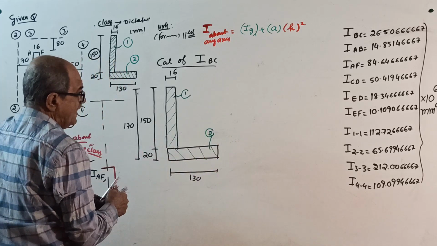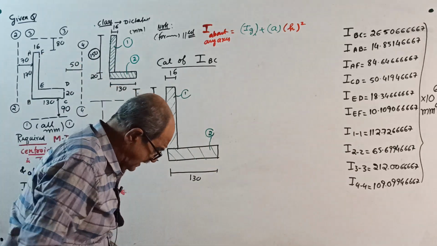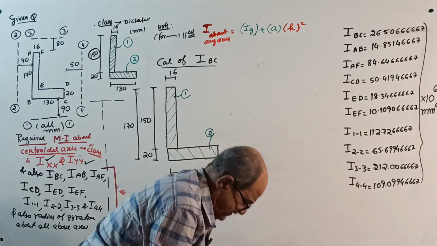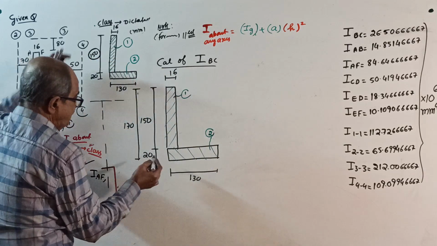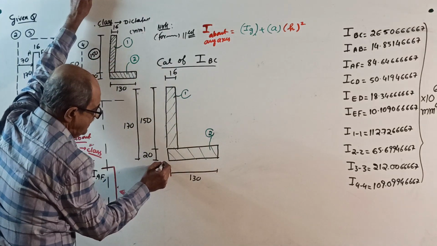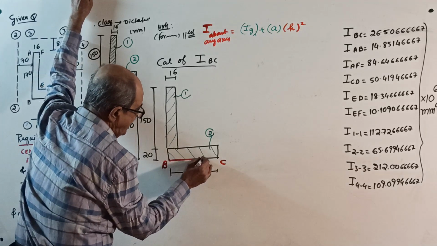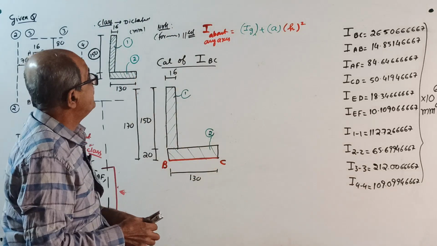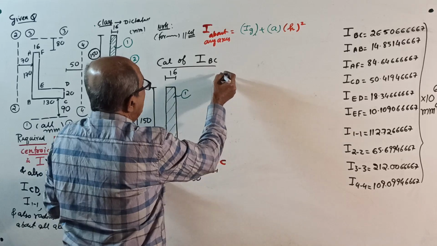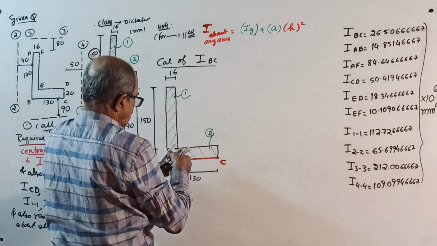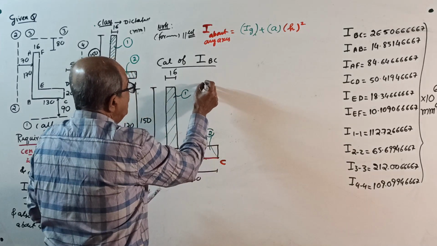Okay, now mark that axis. I will mark red color because it is a required axis. Mark that BC. Where is BC? See, BC is here. This is the axis, I about this axis is required. So you put the sketch and write I about BC by the parallel axis theorem.